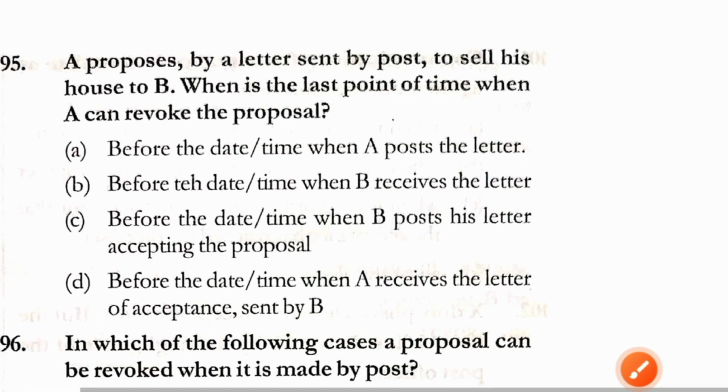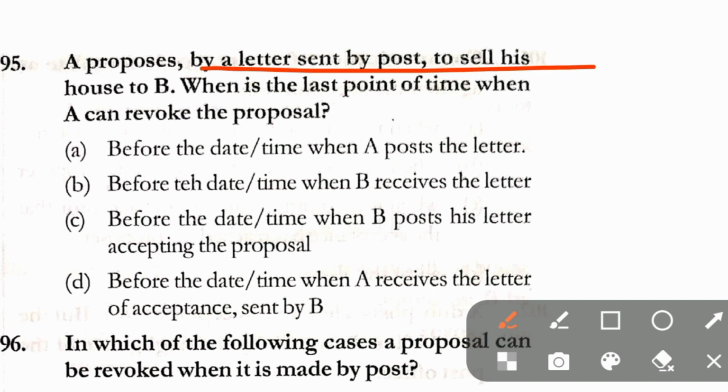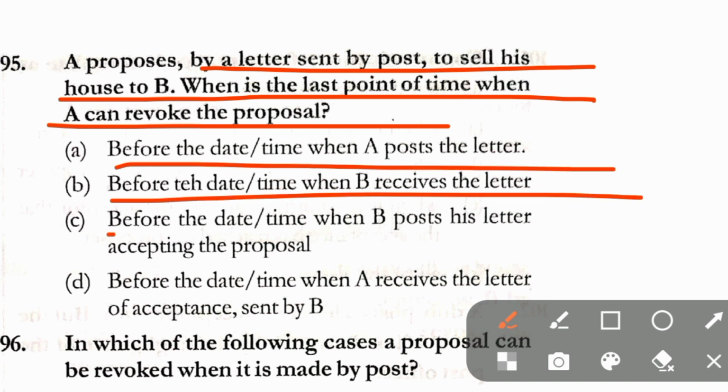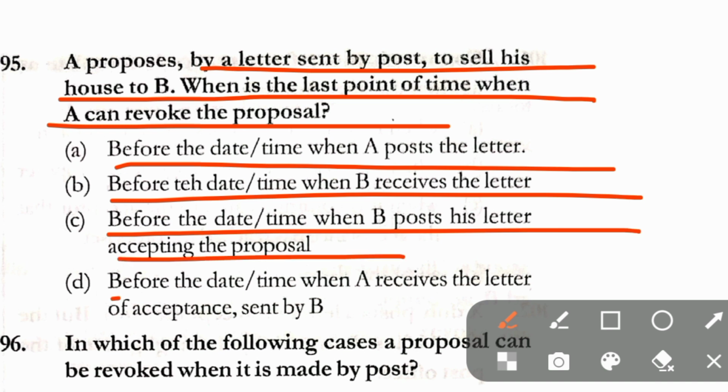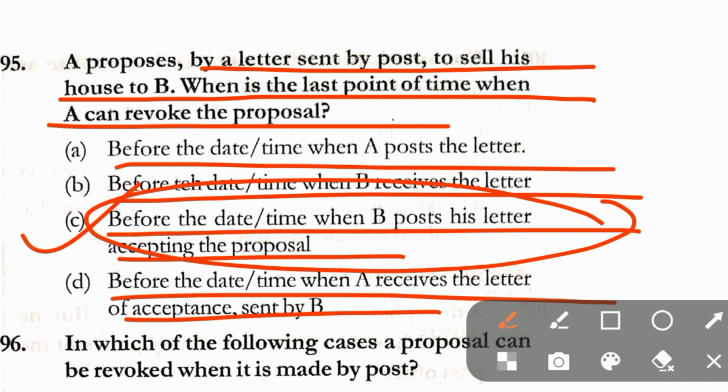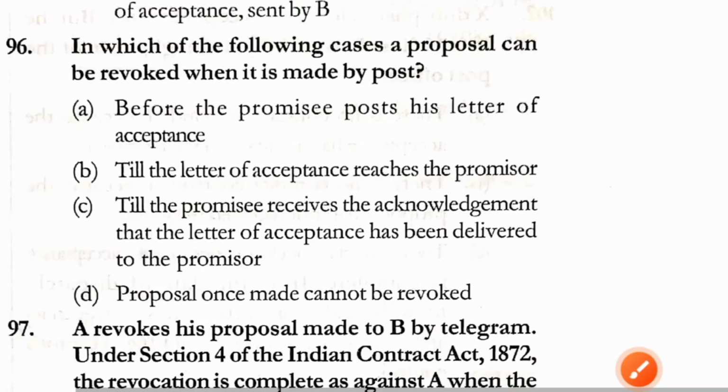Question number 95. A proposes by a letter sent by post to sell his house to B. When is the last point of time when A can revoke the proposal? Option A, before the date or time when A posts the letter; B, before the date or time when B receives the letter; C, before the date or time when B posts his letter accepting the proposal; and D, before the date or time when A receives the letter of acceptance sent by B. Here in question 95, the correct answer is option C, before the date or time when B posts his letter accepting the proposal.